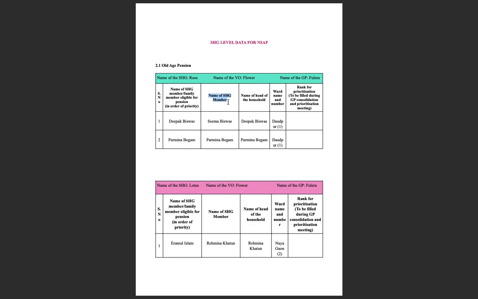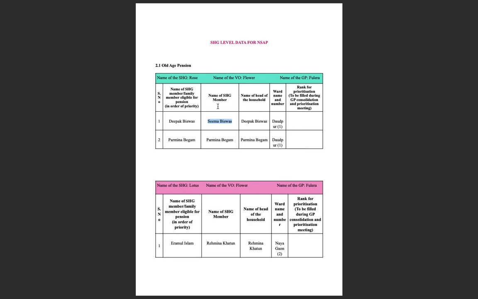Now, the name of the SHG member column will have the name of the SHG member whose relative, or who herself, wants to demand the old age pension. So here the SHG member is Seema Biswas, and Deepak Biswas can be her husband or her father who wants to avail the old age pension. Name of the head of the household being Deepak Biswas, ward name and number being Daudpur 1, and again the rank for prioritization has to be kept blank. This has to be filled only during the GP consolidation and prioritization meeting.